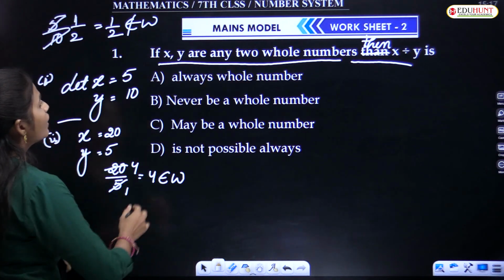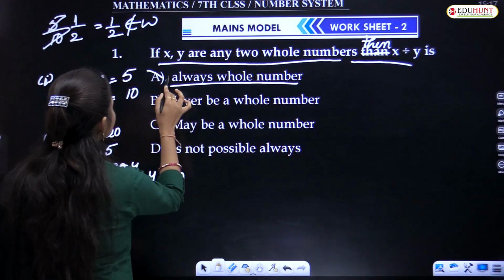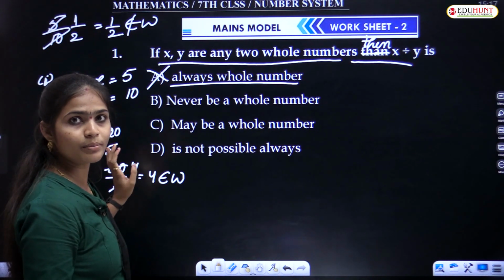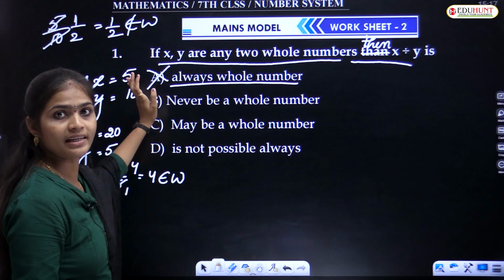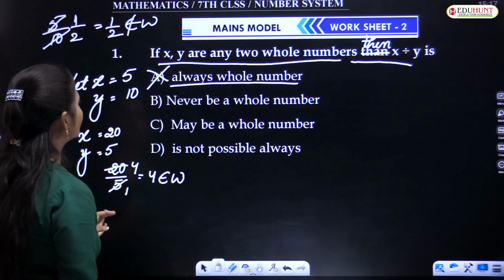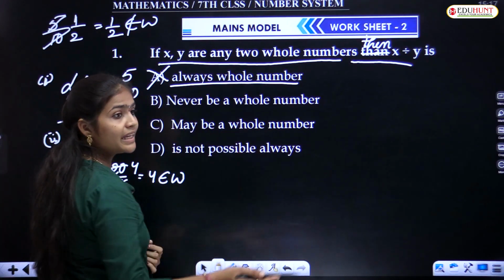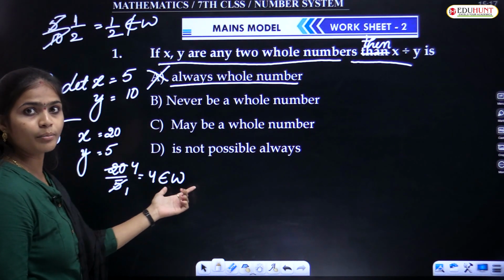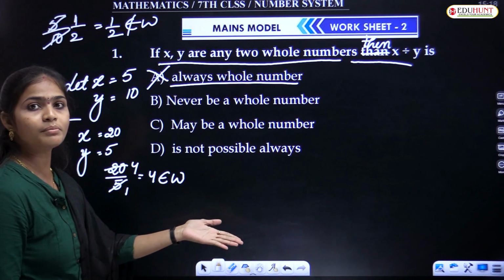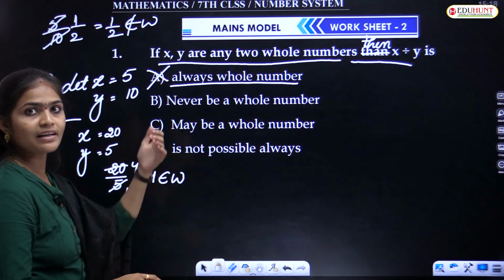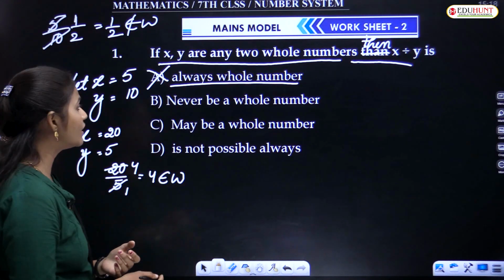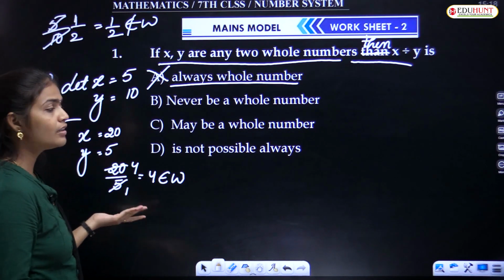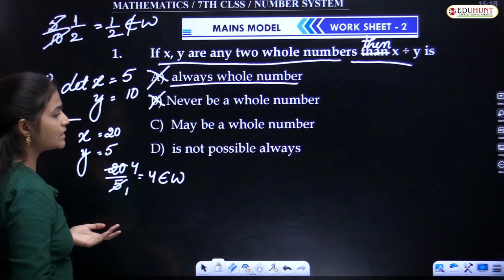So 'always a whole number' is a wrong statement. Why? Because in only one case we are getting a whole number. Next, 'never a whole number', that chance is also not there. Why? Because here we are getting a whole number. Never a whole number means in either case 1 or case 2 we would not get a whole number, but here we are getting one. So this is also a wrong statement.